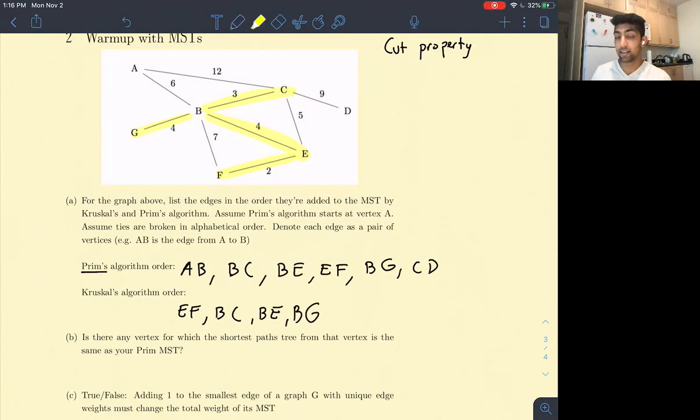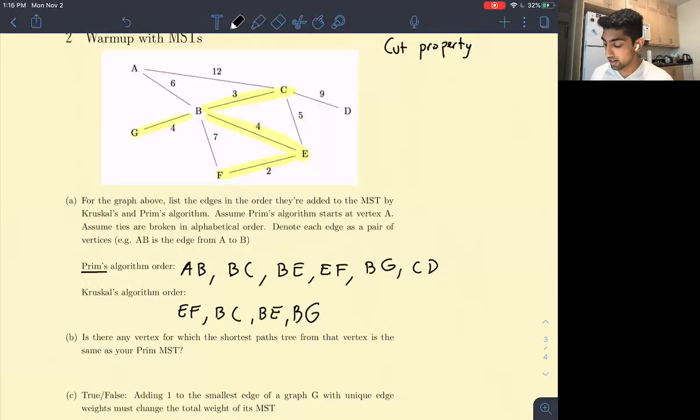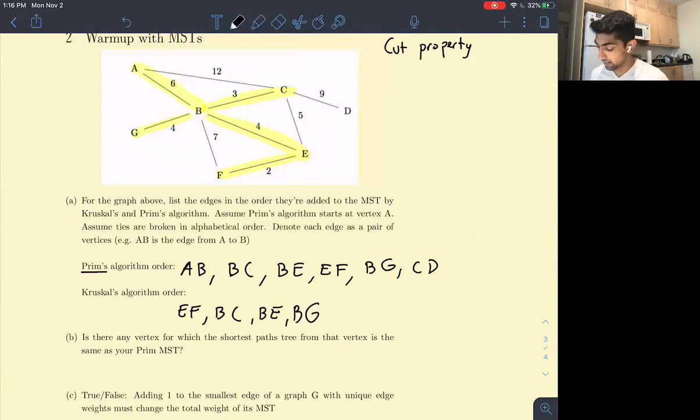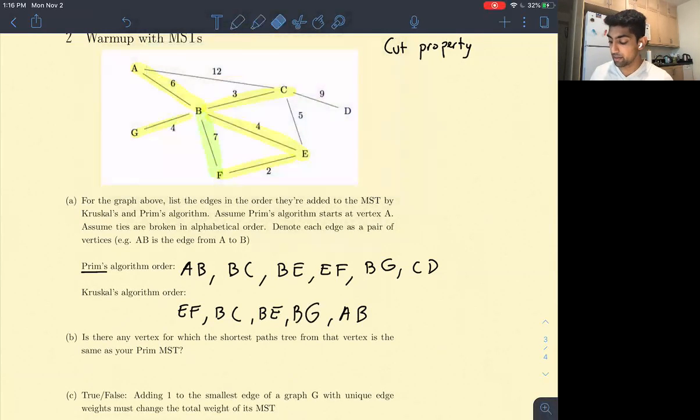Okay, then the next smallest is CE. But we don't want to add CE because if we added this green edge, it would create a cycle, right? We see that this orange cycle gets created. Okay, so we don't add CE. So the next one we want to try is AB. And then we see that AB will get added because A isn't part of the MST so far. Then the next one we would consider is BF, but notice that BF creates a cycle. So we won't add BF.